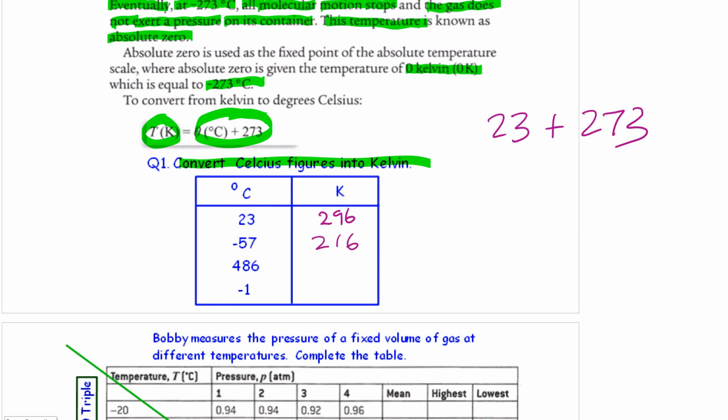216 Kelvin. 486 degrees C is 486 plus 273, which gives us 759 Kelvin, and then minus 1 degrees C plus 273 gives us 272 Kelvin. That will be the end of this lesson.